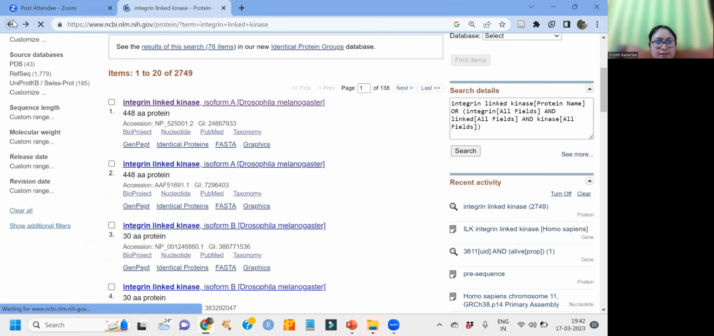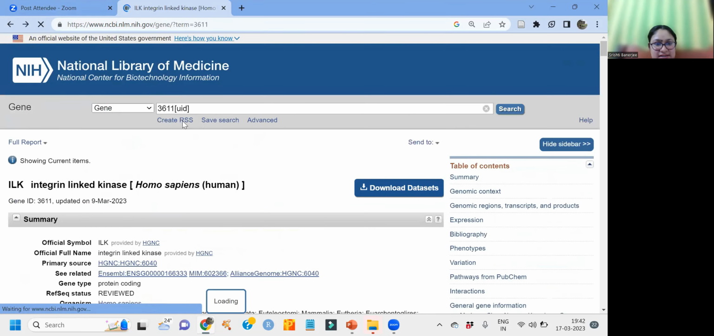Now let's go back to the main page. So this is a unique ID for this gene. If you search with this ID, you will be sent to this page. Isoform A is there 2 times in Drosophila. Yes, because multiple isoforms are actually discovered.